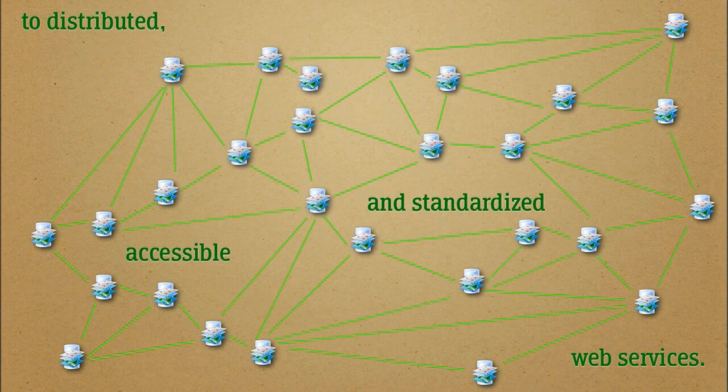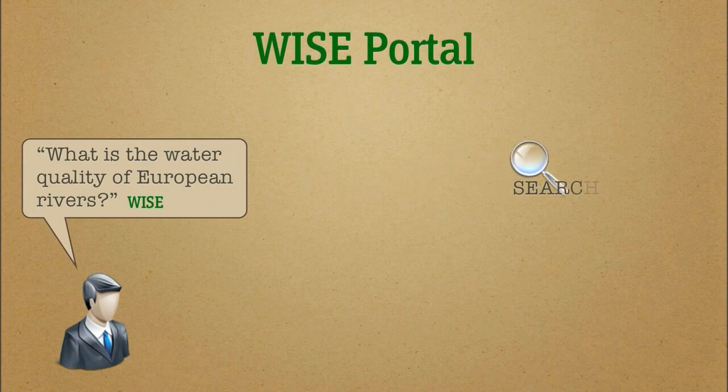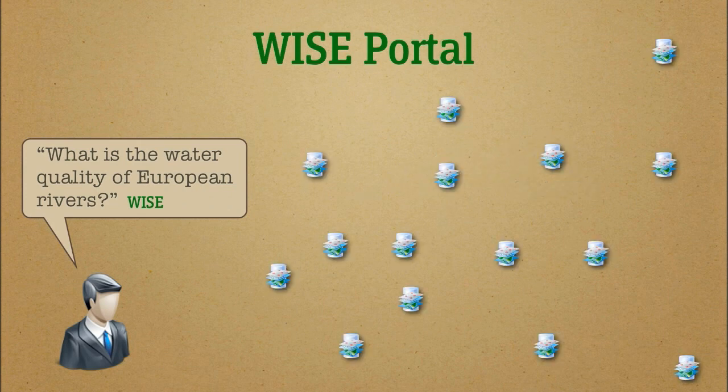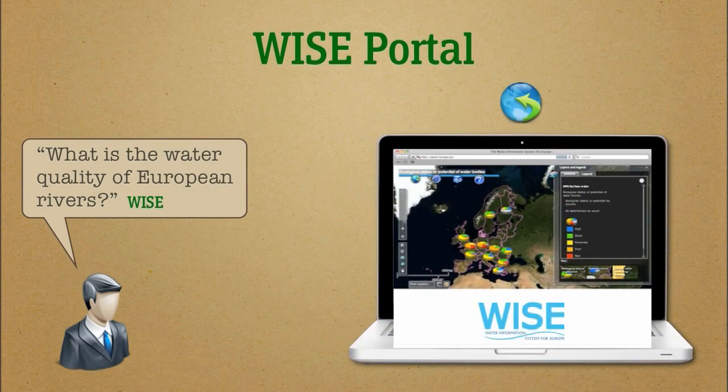Let's see, for instance, what happens when a user asks the Water Information System for Europe, WISE, what's the water quality of European rivers? WISE is based on SDI technology and connects up national databases to provide information at the European level in a standardized way. WISE queries the SDI and publishes a map on its data portal to answer the question.